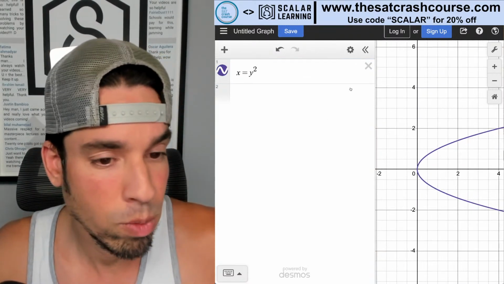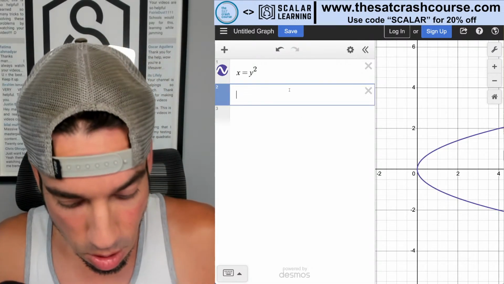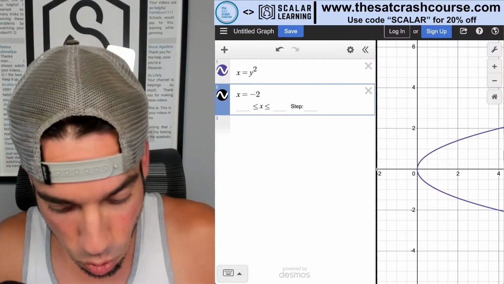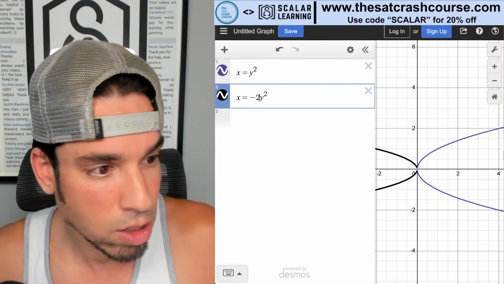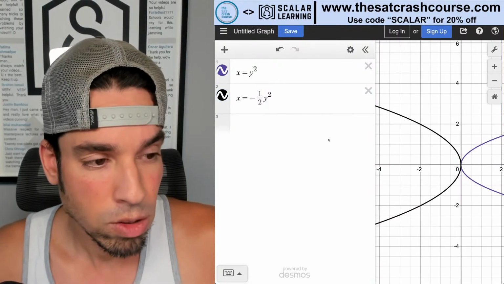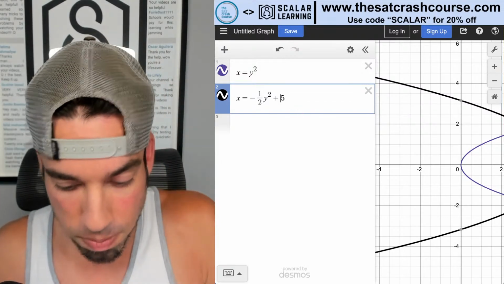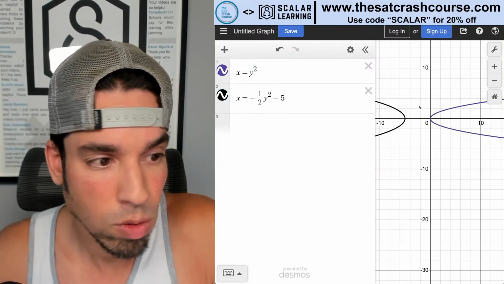This is not a function, by the way, because it fails the vertical line test, or x equals like -2y squared or something like that. Now it's going the other way. So otherwise, it kind of follows those same principles. We can shift it this way to the right or to the left and so on and so forth.